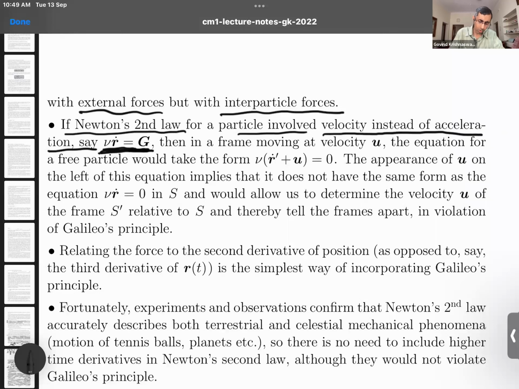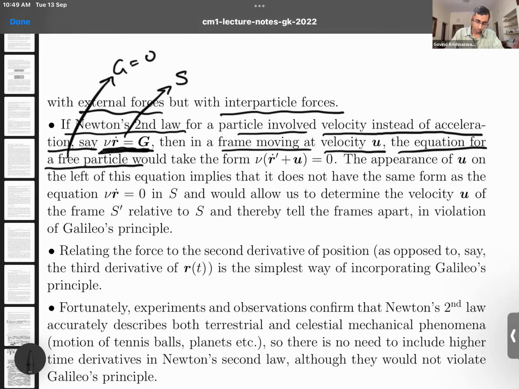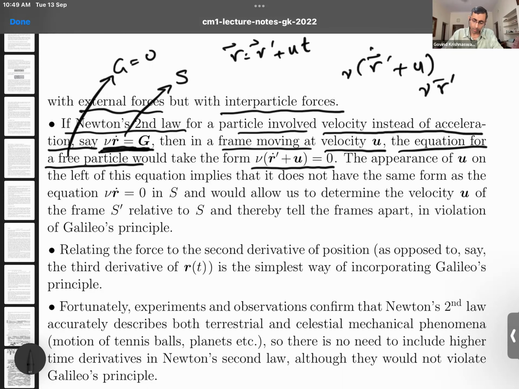Then suppose this is the equation of motion in frame S. Then in a frame moving at constant velocity U, the equation for a free particle, free means G is zero, would take the form nu times (R prime dot plus U), because R was R prime plus Ut. If you differentiate in time, you will get R dot equal to R prime dot plus U. Whereas in the original frame, the equation was nu R dot equal to zero.